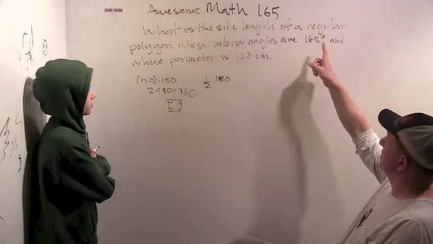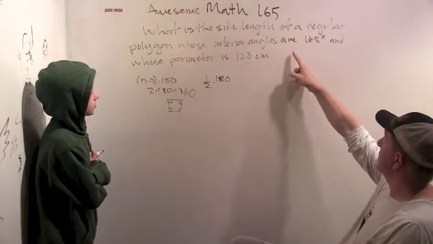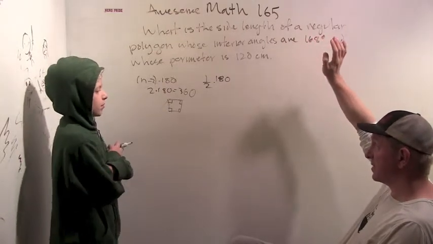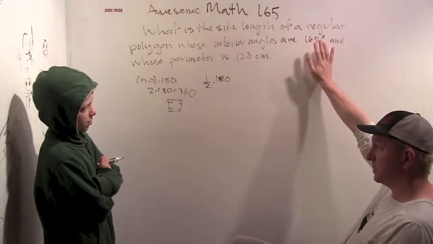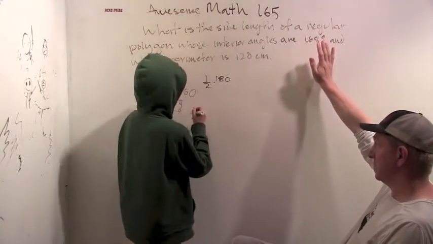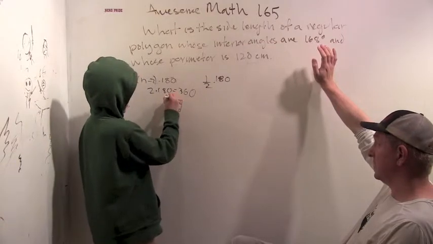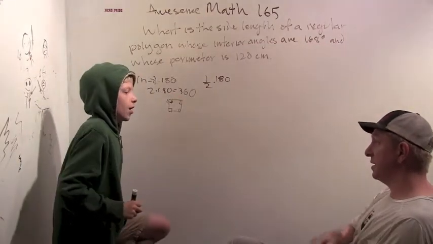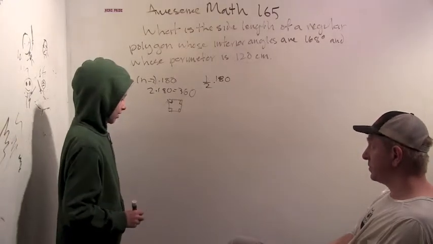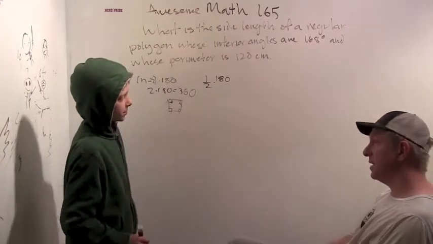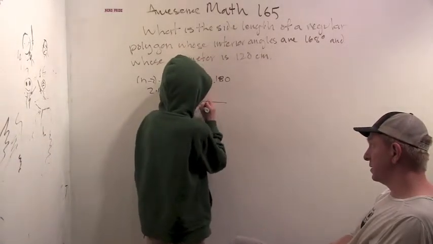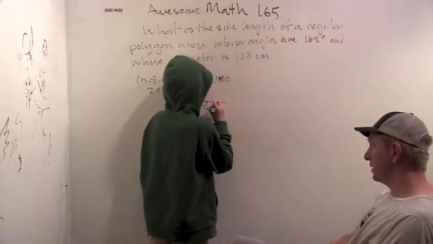What is the length of the sides of a regular polygon whose interior angles are 168, or in this case 90? It's not saying they sum up to be 90. It's saying they are 90. So one of these angles is 90. Each individual angle is 90. Or each individual angle is 168. So that means if there was a side, this would be 168 degrees.